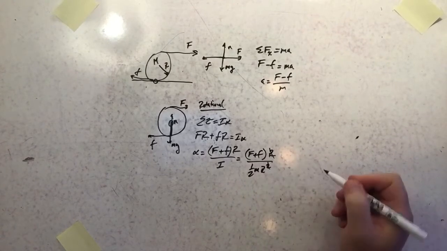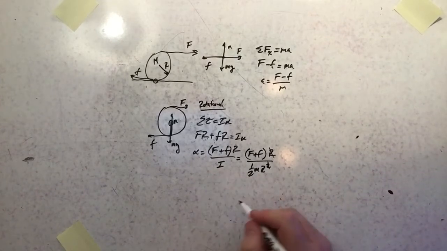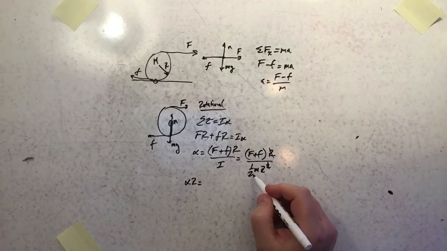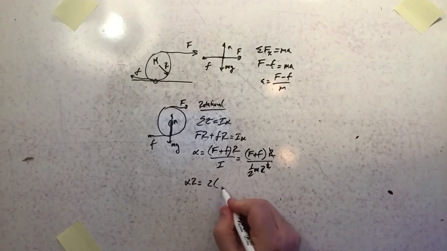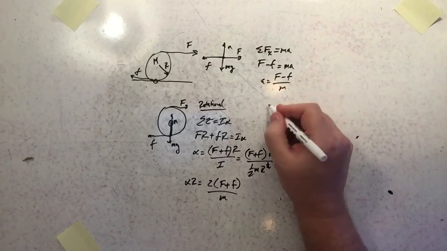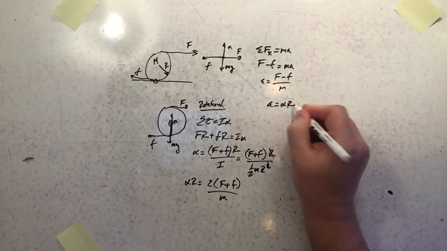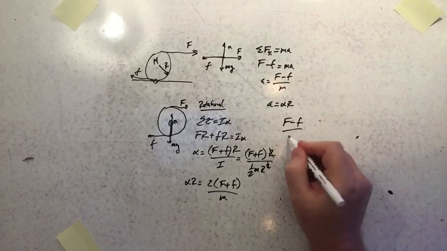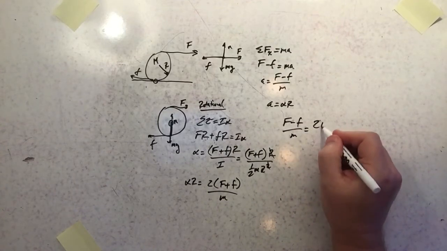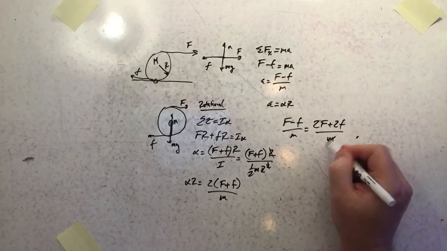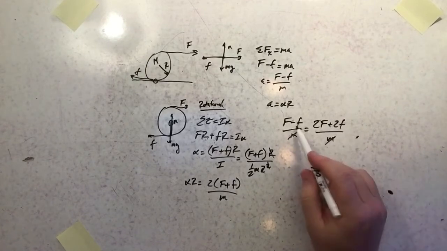So one of the r's cancels. I can multiply the other r to the other side, so I can get alpha r is equal to, and I'll bring the 2 up, 2 times F plus f divided by m. And the reason I did that is, remember, the condition for rolling without slipping is that a equals alpha R. So I can just set these equal now. So I've got F minus f over m is equal to 2F plus 2f over m. The m's cancel, and now I can solve for little f.